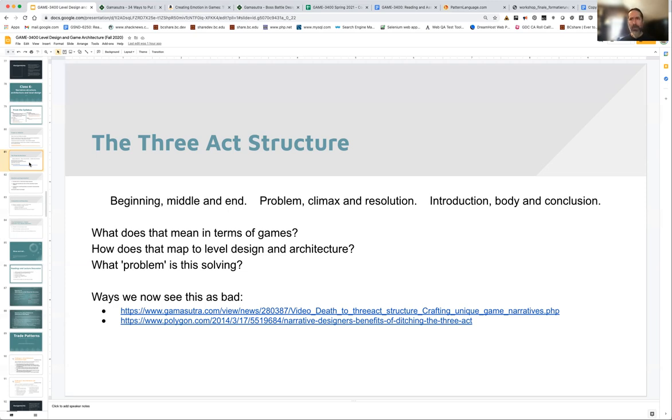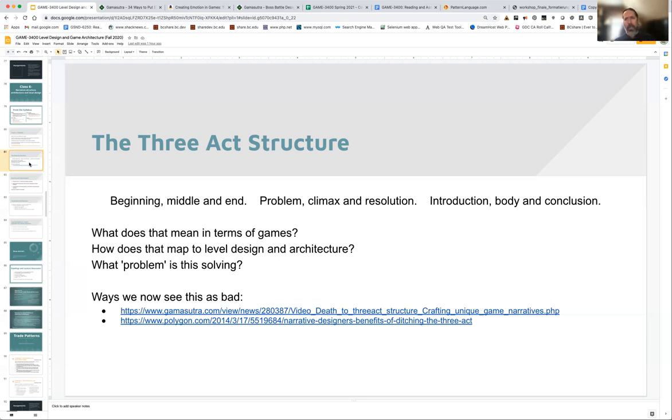Over the course of a larger game, you have tutorial levels, introductory levels where you're introducing things, you have a bunch of stuff in the middle, you have final bosses at the end of the game, and closing cinematics. So they fit well enough.